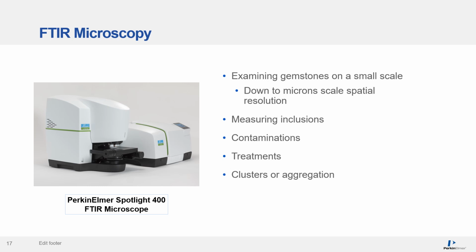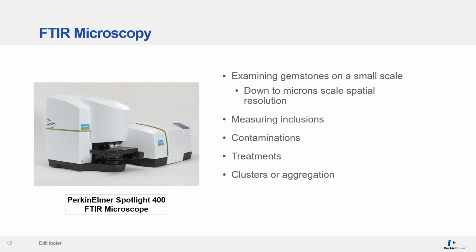The standard FTIR measurements are capable of obtaining spectra from the entire gemstone. However, for gemstone research, it may be useful to look at the gemstones on the microscopic scale. The use of an FTIR microscope allows for measurements on gemstones at the micron level of spatial resolution, thus allowing measurements of smaller features within the gemstone.